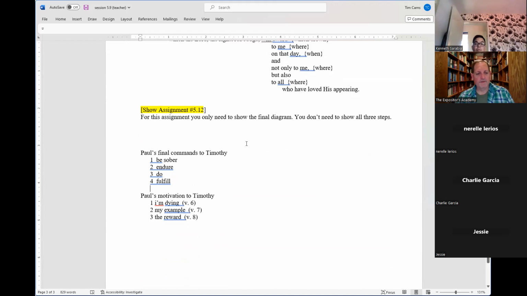So the sermon might be something more like, not "Paul's final commands to Timothy," but maybe "your duty as a pastor." And Paul's motivation might be something like "your motivation to fulfill your duty." I don't know. I need to think about how to make it sound better, but something like that.